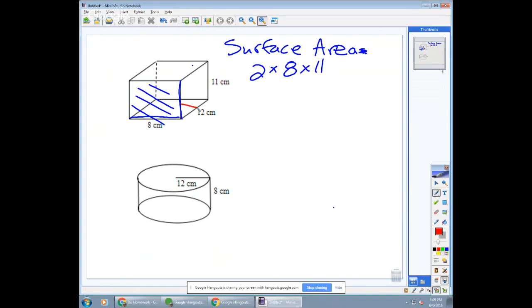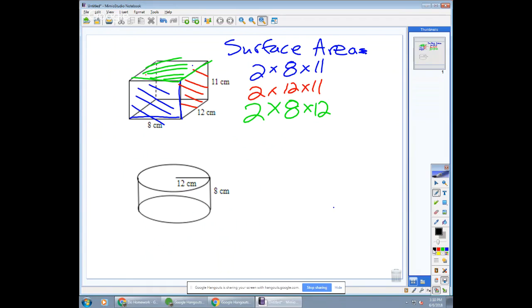So this side over here has a corresponding matching side on the other side. There's 2 of those, they're 12 by 11. And then the top and bottom faces, those are going to be 8 by 12. There's 2 of those. So I just need to make those calculations and then add them up. So we do that here.